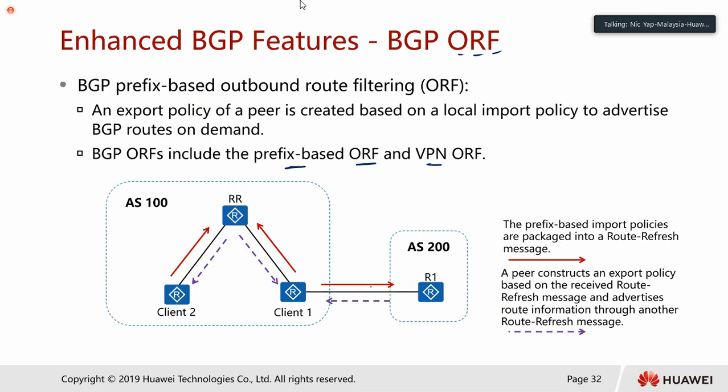When using ORF, we have route refresh. Route refresh will be sent because the policy is changing. I send the policy to you for you to perform the filter before you send to me. That is called ORF, outbound route filtering. I will send to the upstream, hey, this is what I need to define. Can you please send me the correct routes after you filter?